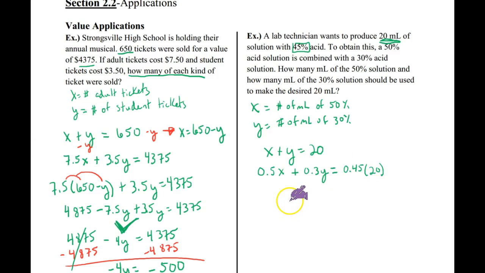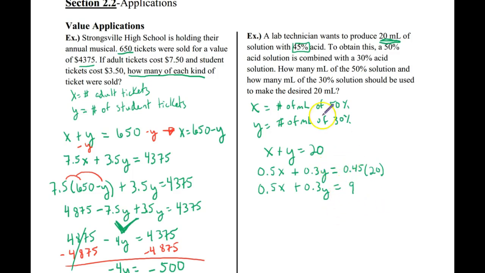To solve this, again, I'm solving a system of linear equations in two variables. I can either use substitution or use elimination. I'm going to go ahead and use elimination so I don't have to deal with these decimals more than I need to. And I'm going to go ahead and simplify this equation a little bit. That same equation, and then I can just multiply the 0.45 times the 20. If I multiply those together, I get 9.